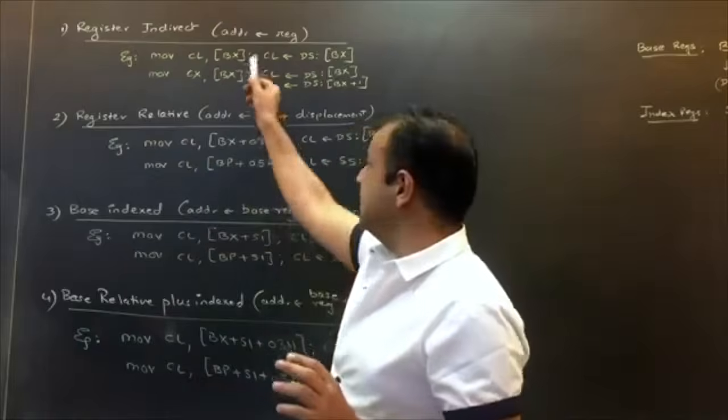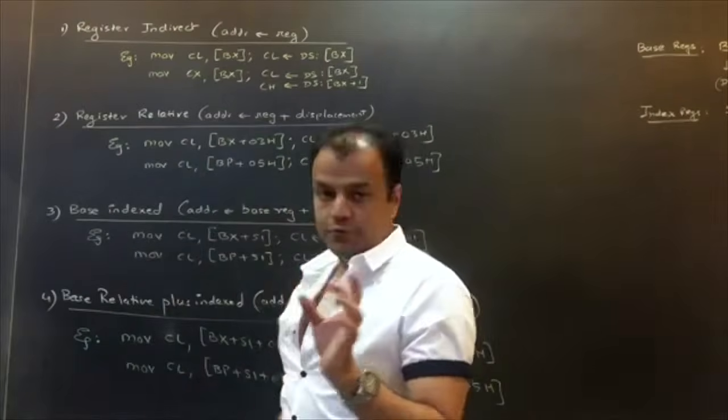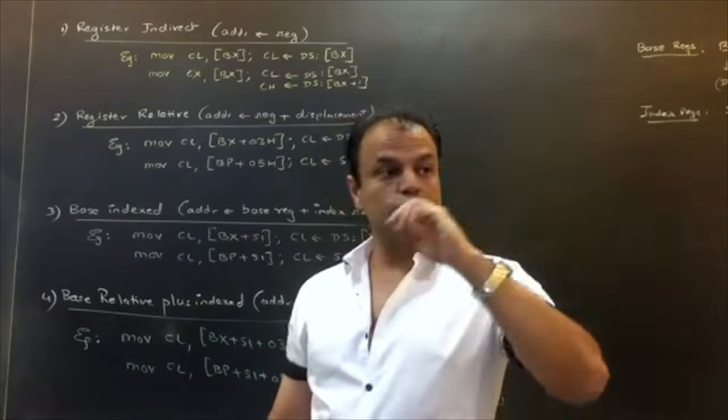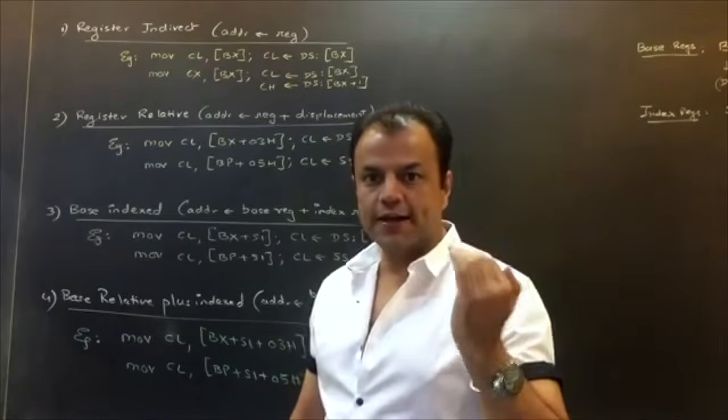So the processor, when it gets this instruction, will see there is BX, will go to BX. From BX it will get a number. That number will only act as an address. The processor will go to that address. From there it will extract the data.